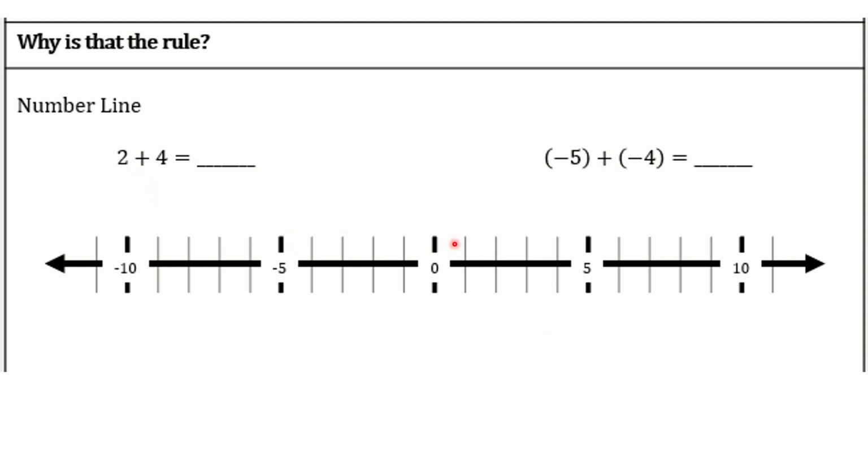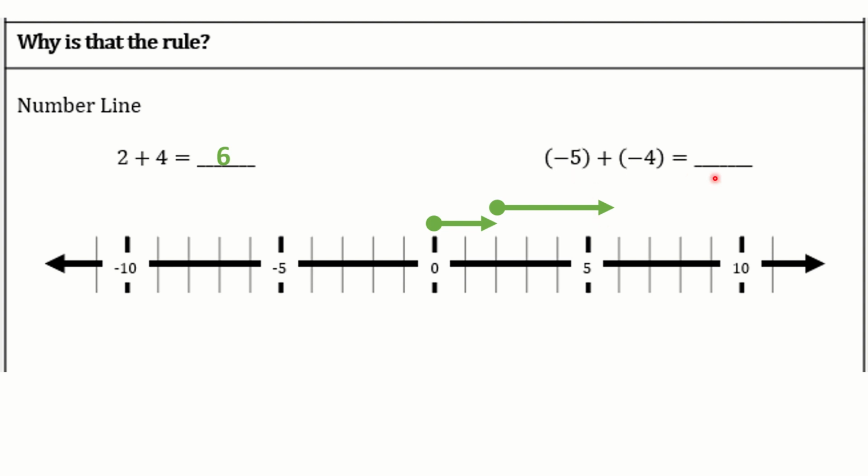On a number line, we always start at 0 and then move to the first number. In this case, it's positive 2. So we're going to move from 0 to positive 2. 1, 2. And then from there, we're going to add 4. So we're going to start here and we're going to go 4 more. 1, 2, 3, 4. And we end up at positive 6.